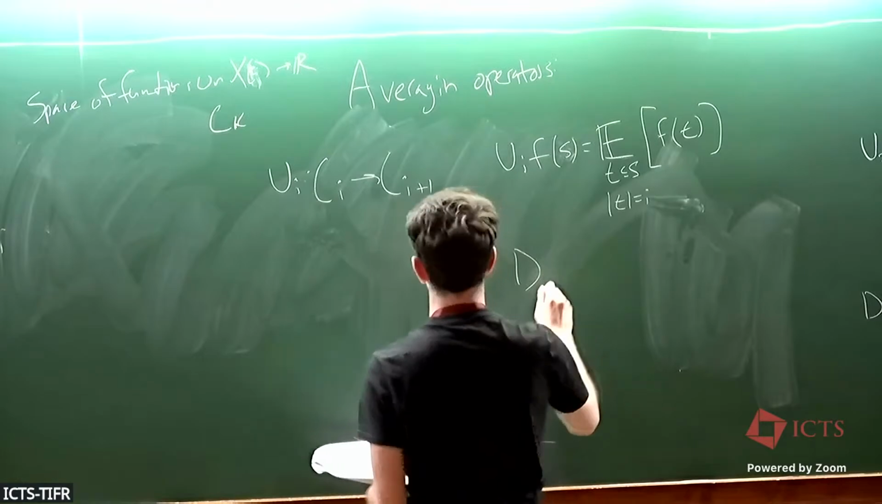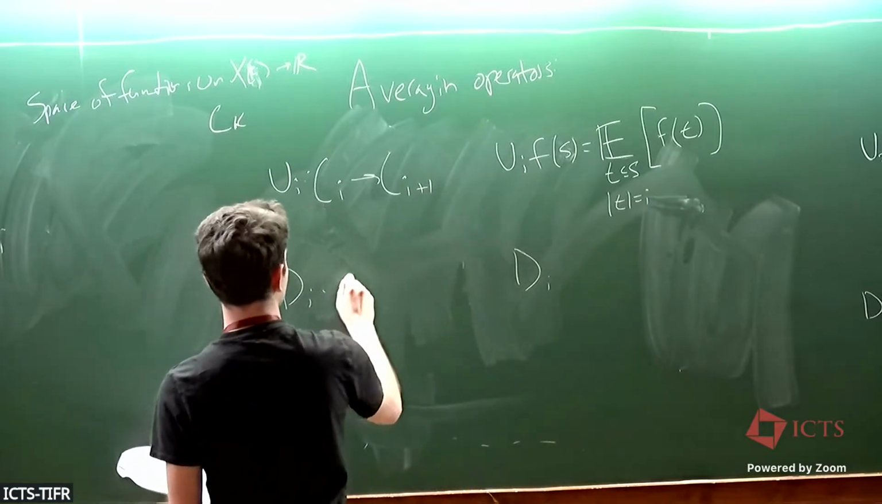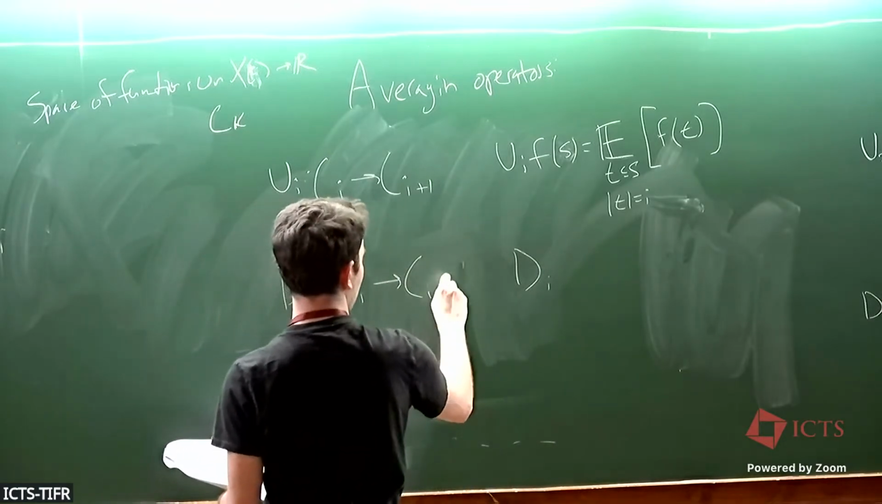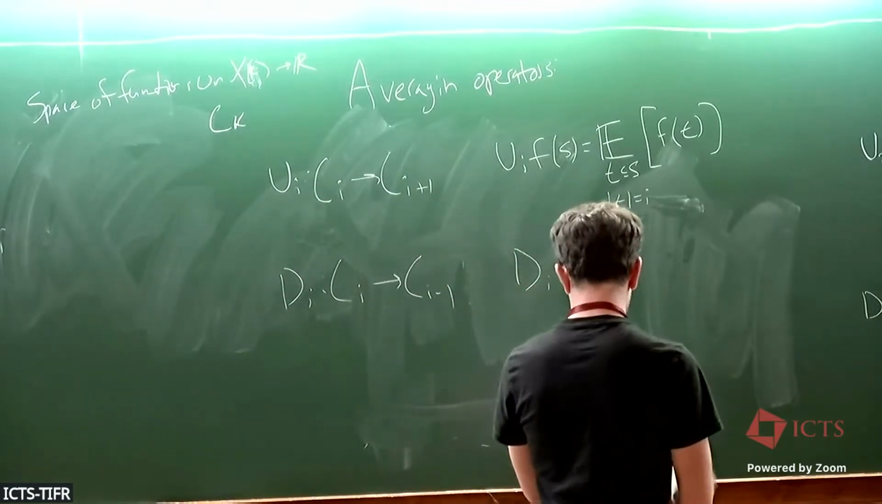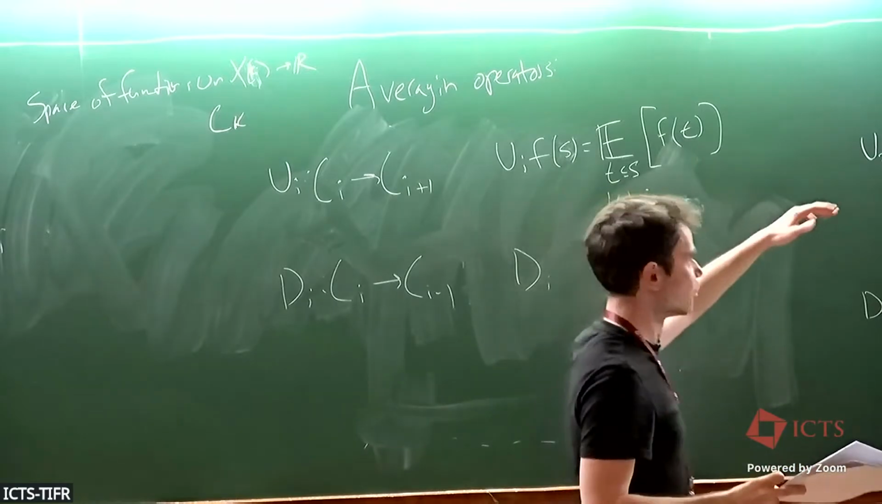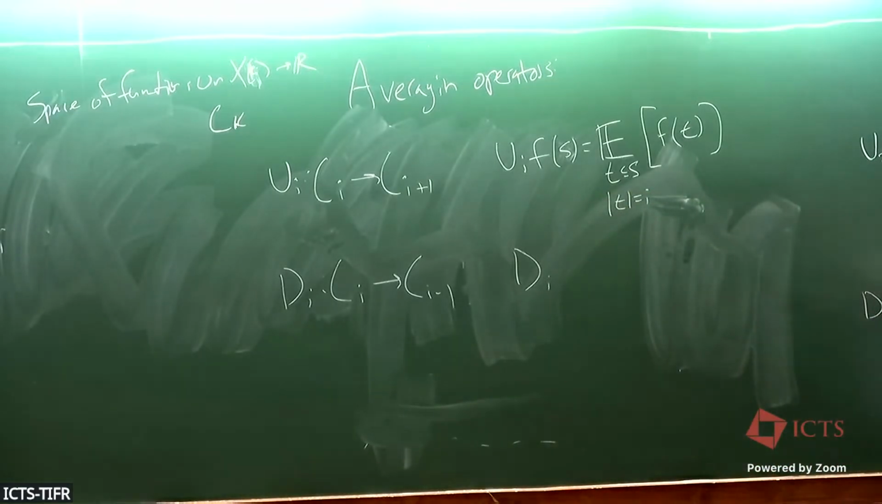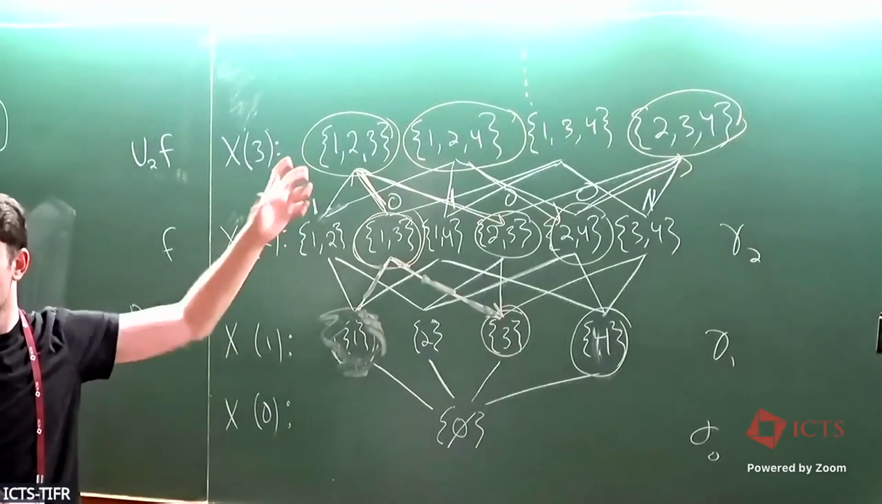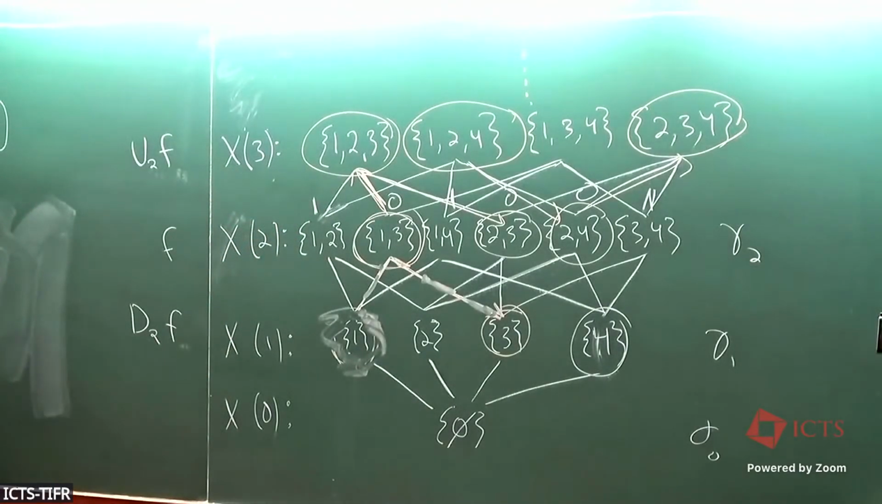Similarly, D_i maps C_i to C_{i-1}, just like we said. Here we need to be a little bit more careful, because like we said, moving down is uniform. When we average down, we average uniformly, but when we average up, we average by the link probabilities.